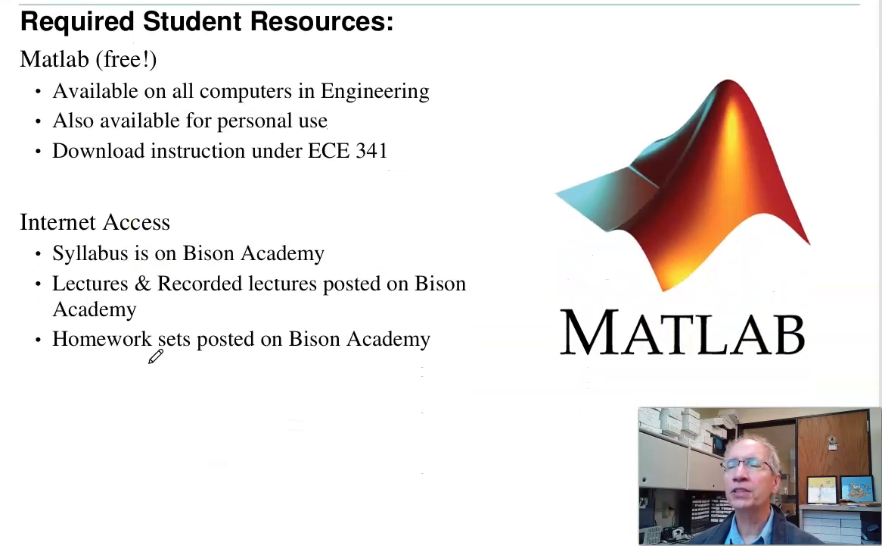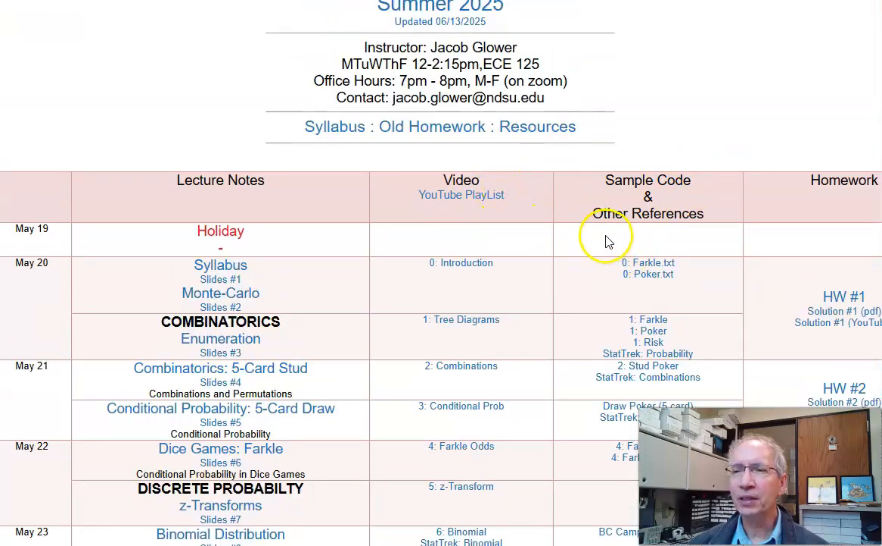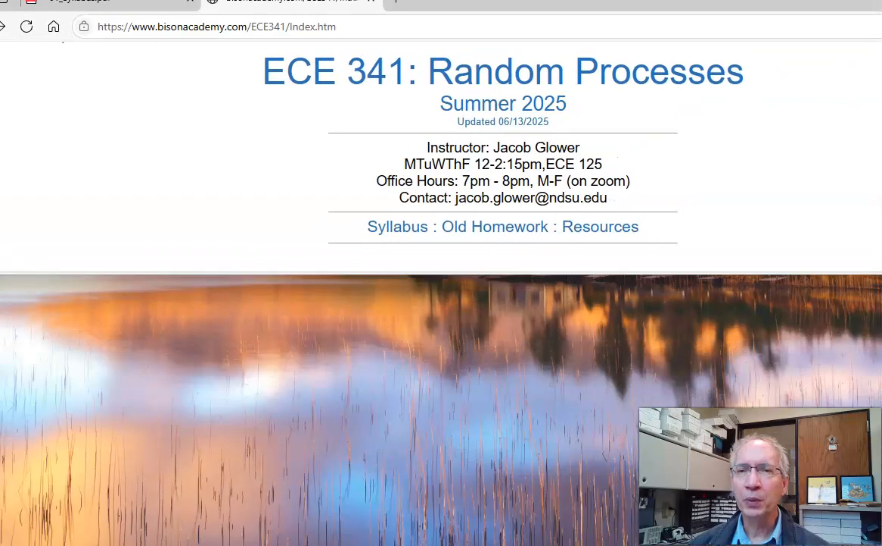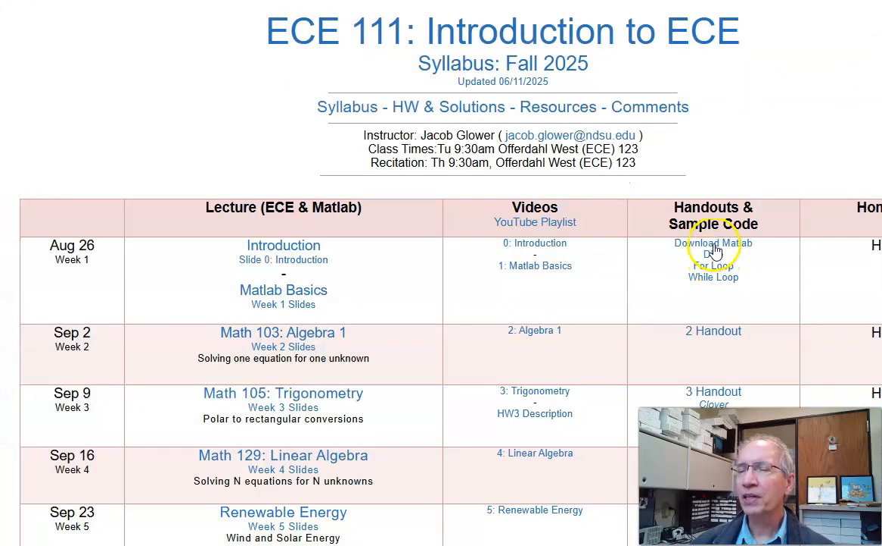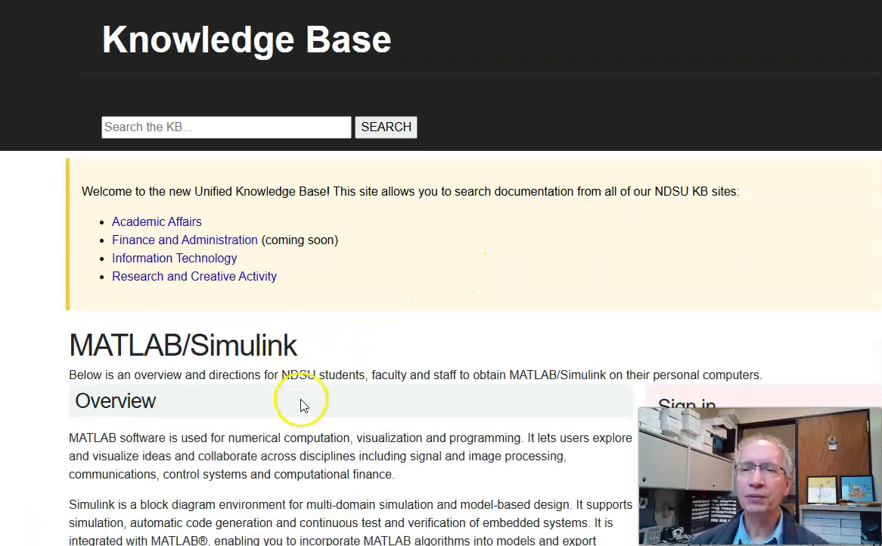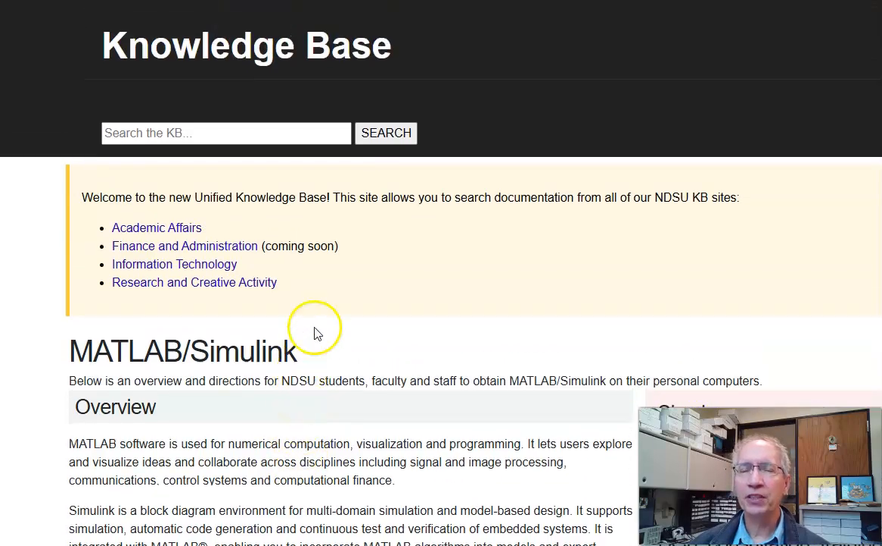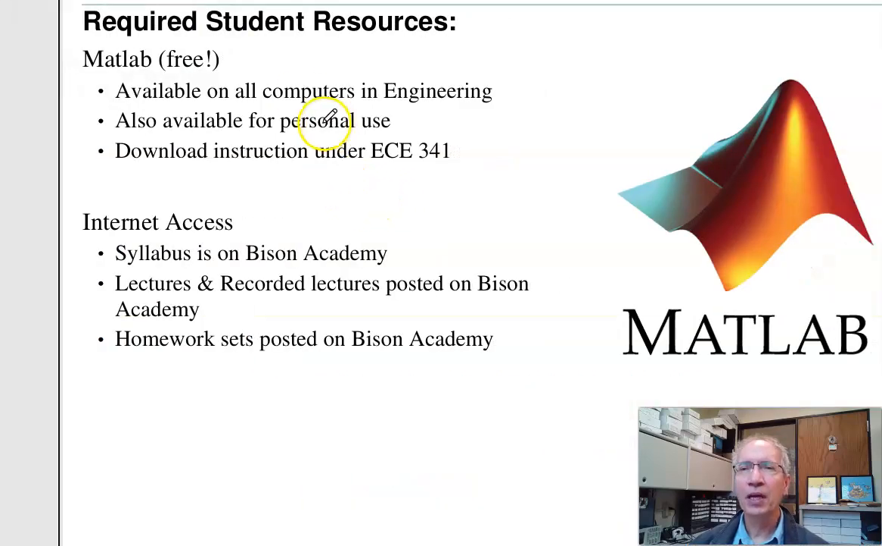In terms of the resources you need to take this class, the biggest one is MATLAB. Now, MATLAB is free for all ECE students. Up at the top on Bison Academy, there will be a link, which I haven't put up there yet. There will be a link shortly. I try to get to MATLAB, and this is through NDSU. As long as you're an NDSU student, you can use MATLAB for free. NDSU pays for the site license for all its students. Again, as long as you're a student, you can use MATLAB.